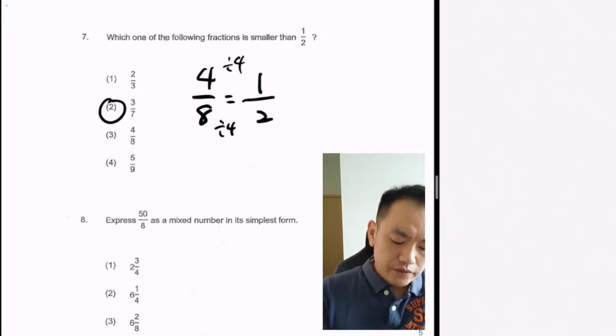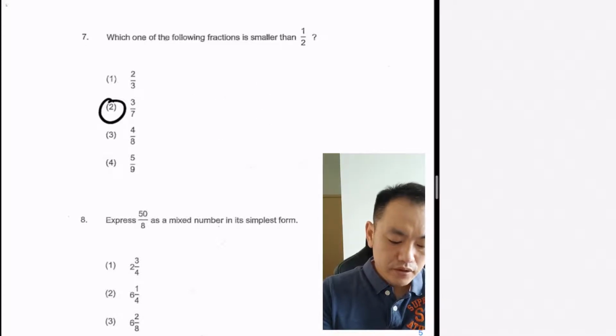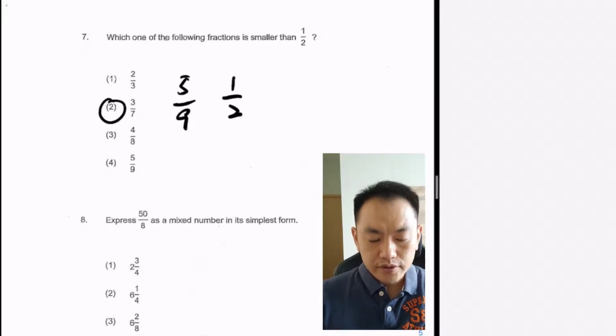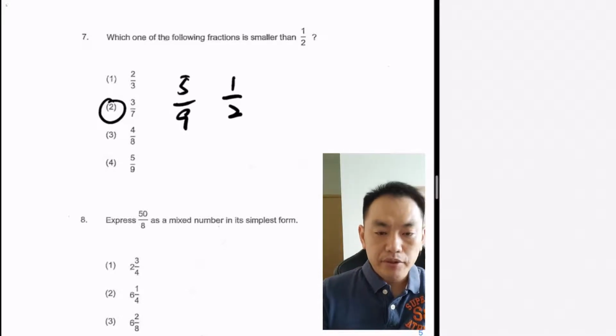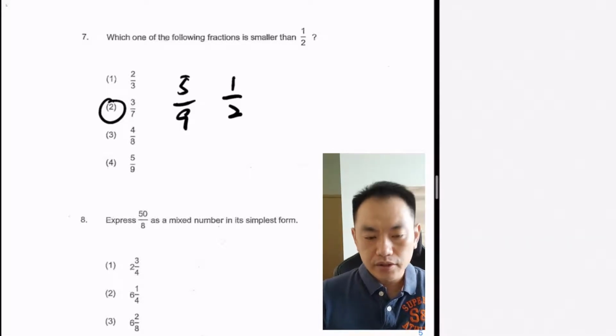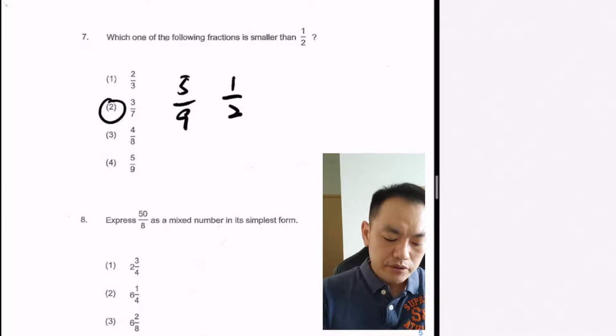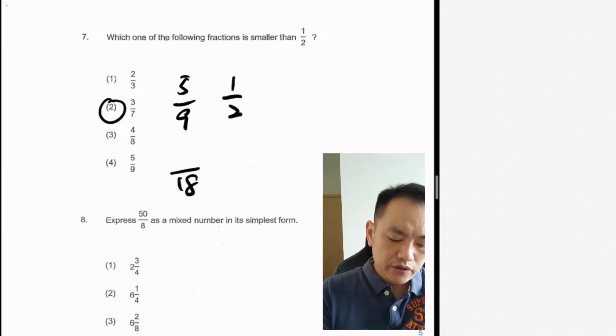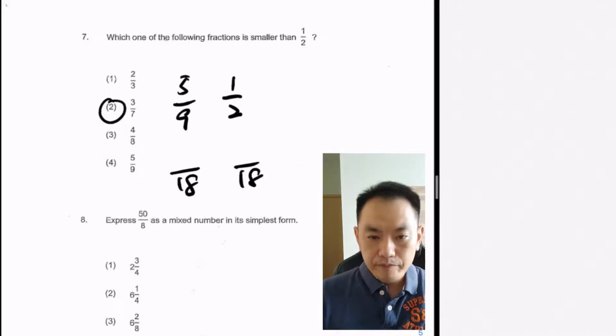And then the last one, 5 over 9 and 1 over 2. The same thing as the 3 over 7. The common multiple will be between the two numbers. So 9 and 2, you look into the bottom, 9 and 2. The common multiple will be 18. So you need to convert both fractions to have the bottom of 18. Then you will be able to compare the top.